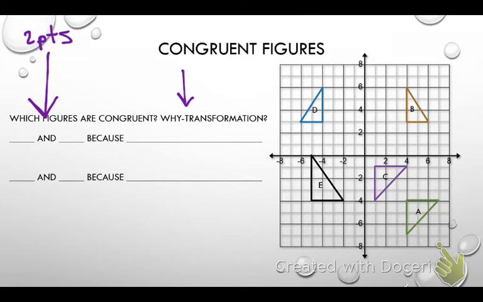Okay, so let's see, who have I not called on? Shantanique, what's one pair of congruent figures? Which one is it? C and A. Very good. Yes, A and C, or C and A, either one.